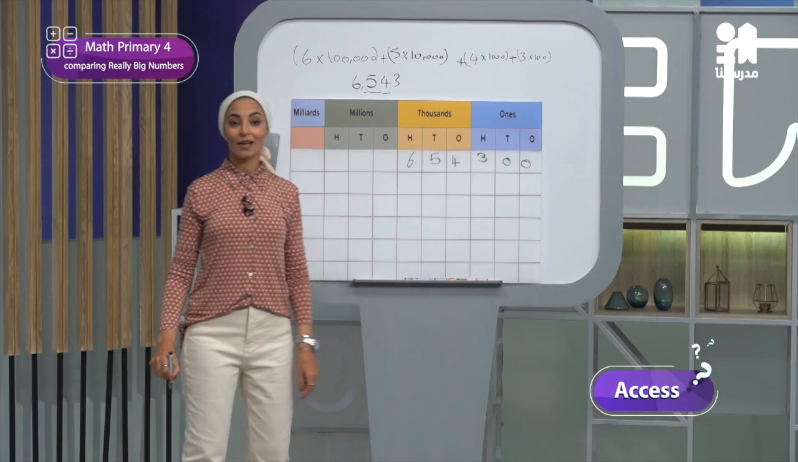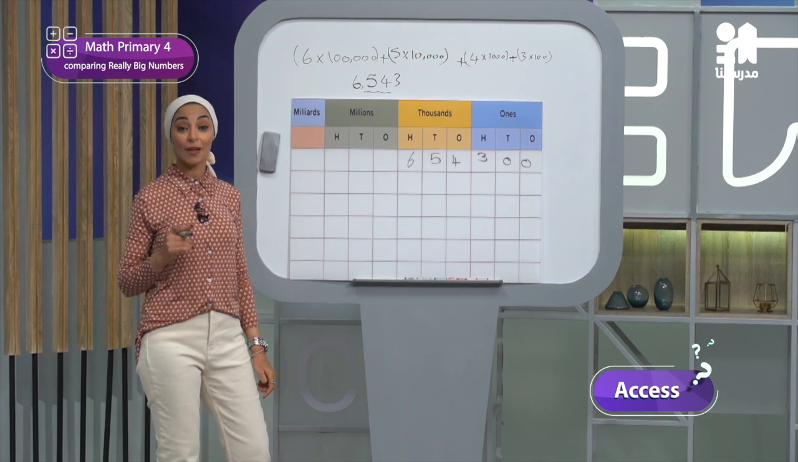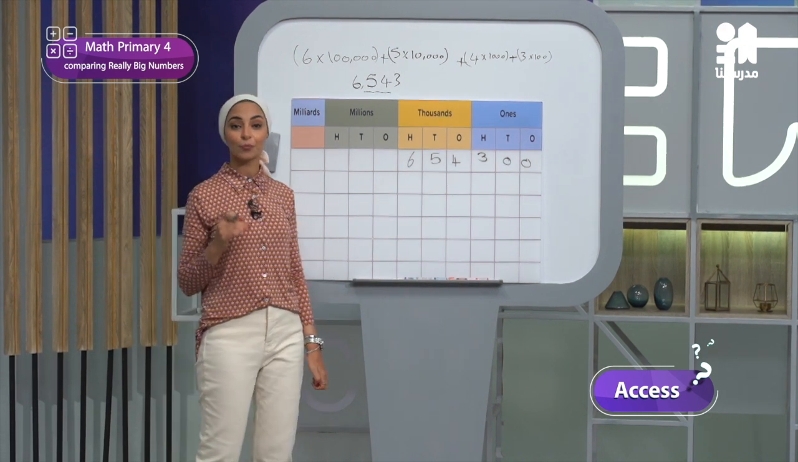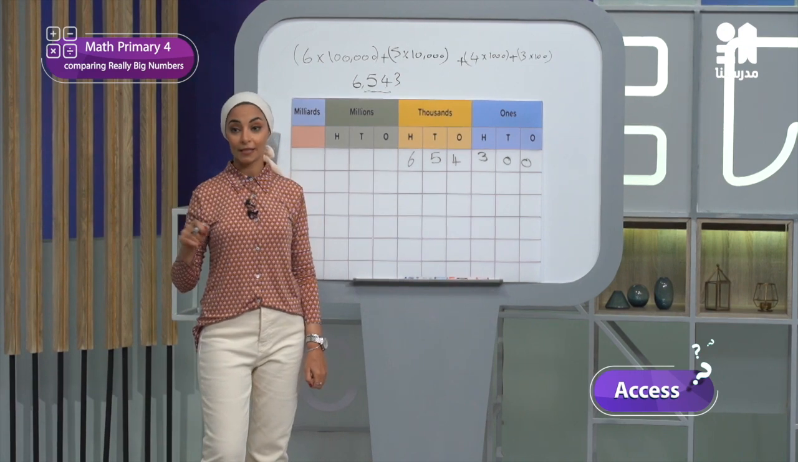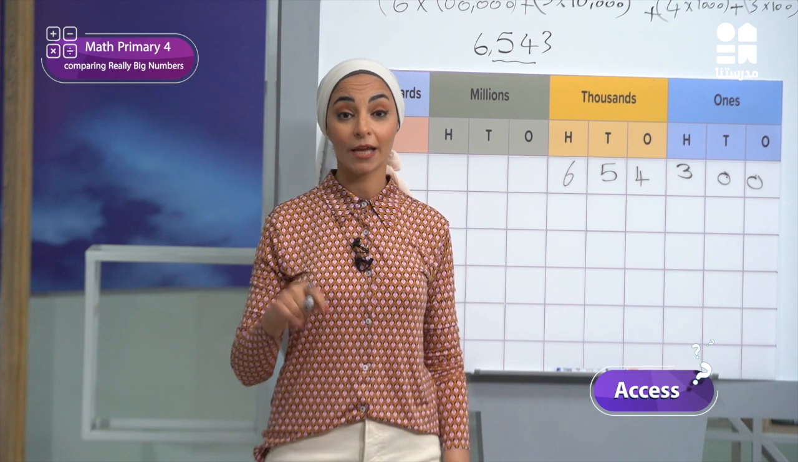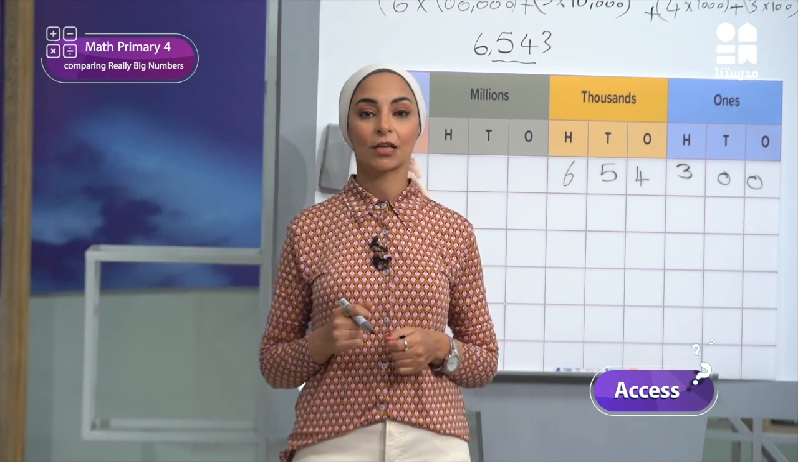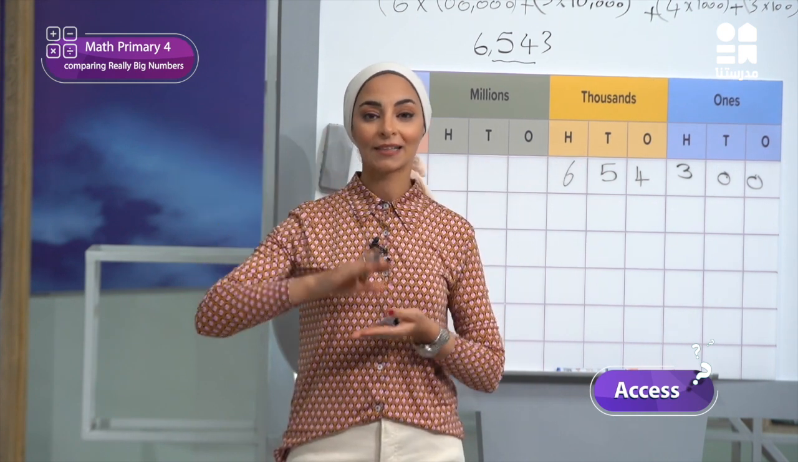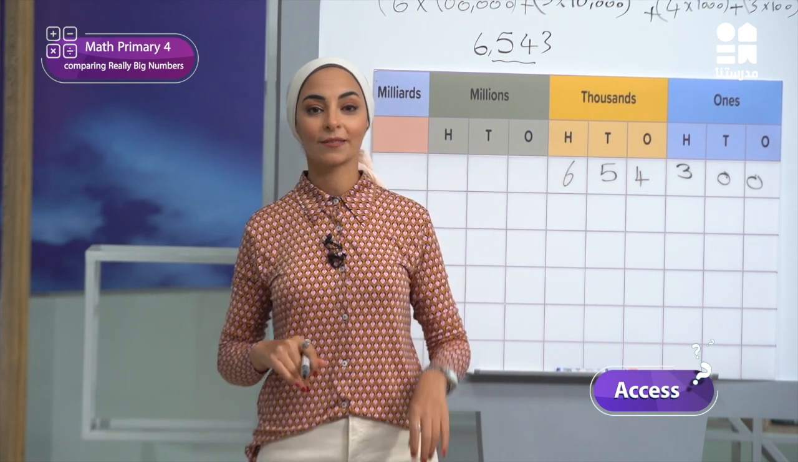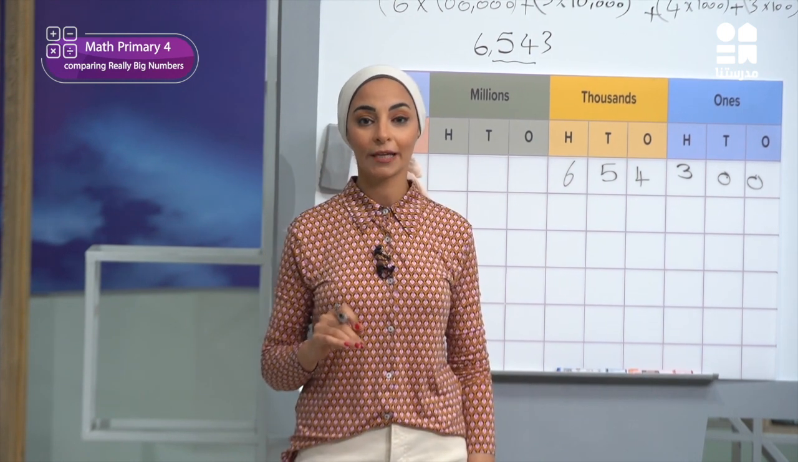654,300. Okay, but from the previous example, we can make sure that our knowledge of place value is very, very important when writing numbers in standard form. It will also help us in our lesson today to compare between big numbers and use symbols such as greater than and less than and equal in the comparison. And this is what we will start applying in Build.